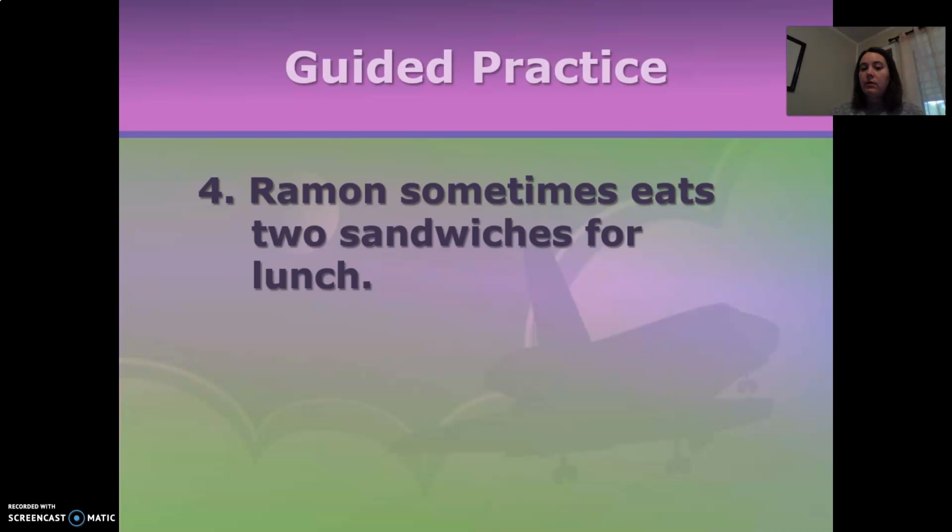Number four, Raymond sometimes eats 2 sandwiches for lunch. The direction for this section says to underline one adjective and circle one adverb in each sentence. So let's look through here and find our adjective first. Okay, we have the noun Raymond, but I don't see anything describing him. We have the noun sandwich. Oh, look right here. We can see a word that tells us more information about the sandwich. It tells us how many. So 2 would be our adjective.